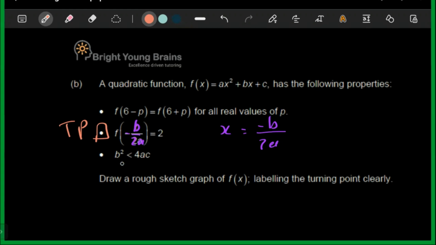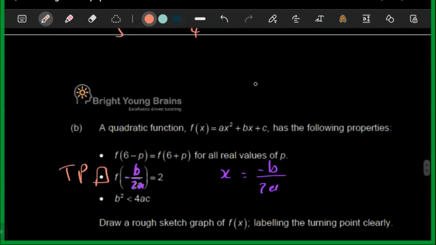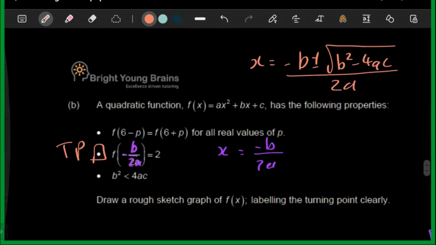And then they said b squared is smaller than 4ac. So if b squared is smaller than 4ac, let's see, x is equal to minus b plus or minus the square root of b squared minus 4ac, over 2a. So if b squared is smaller than 4ac, it means that b squared minus 4ac is going to be a negative value. So it means that your roots are non-real.